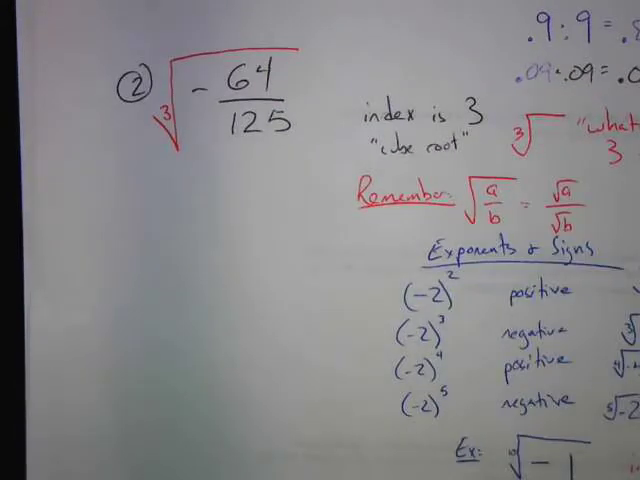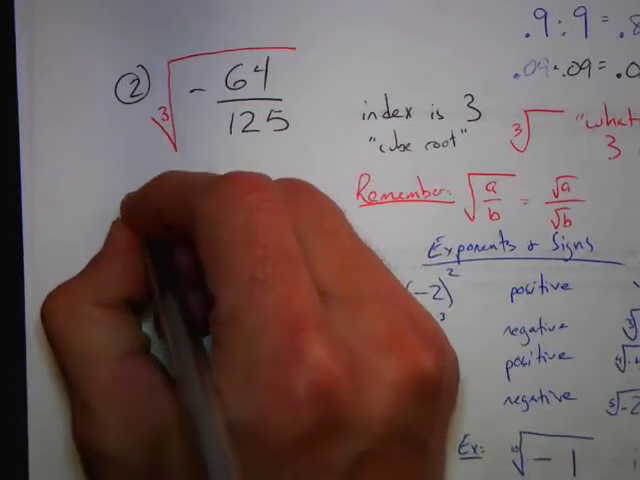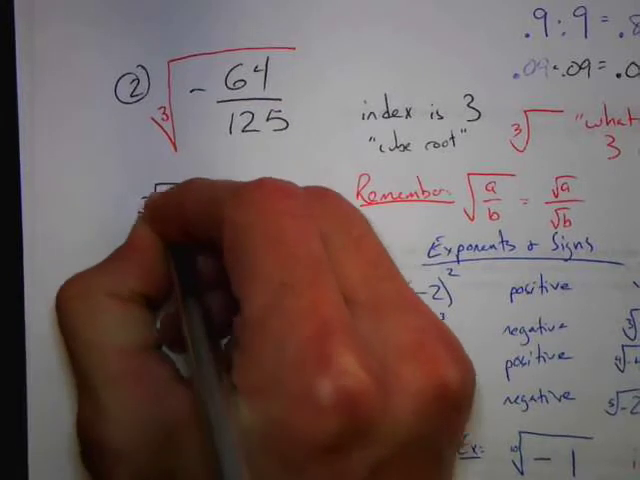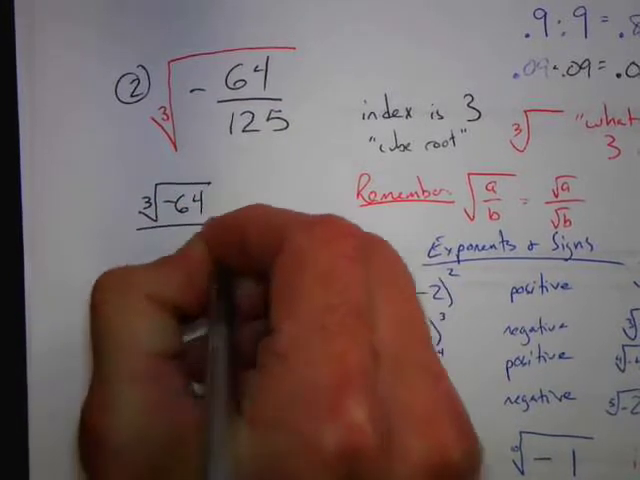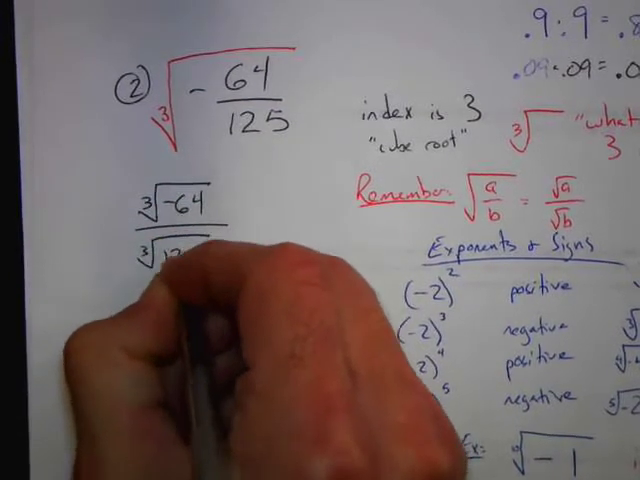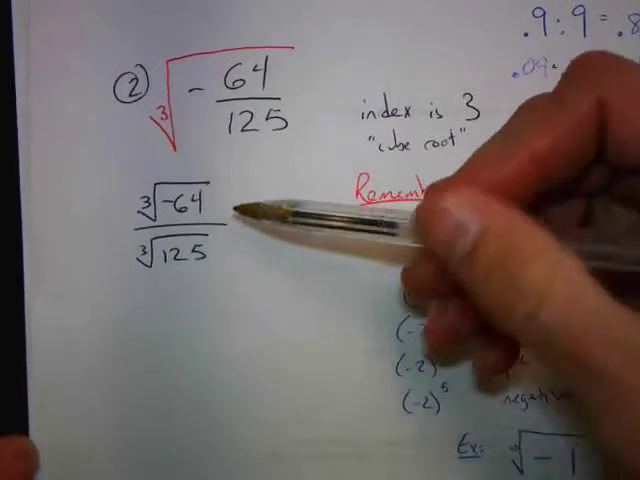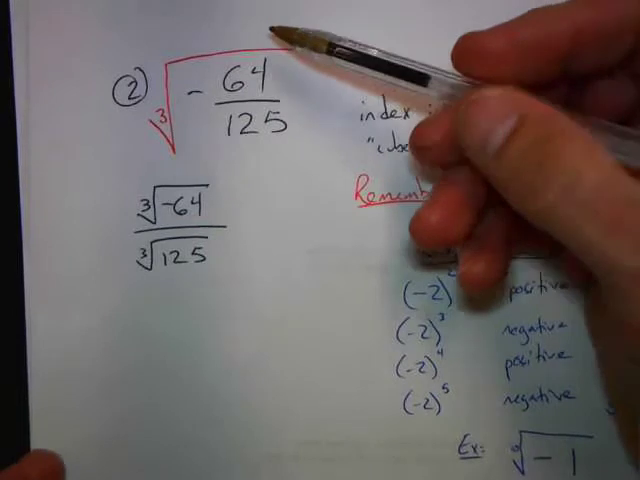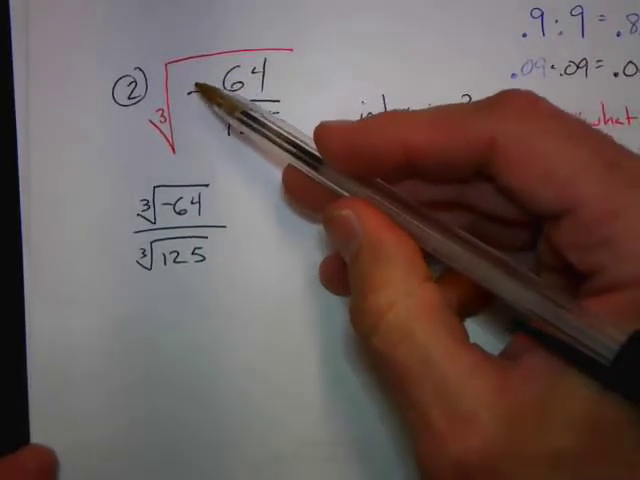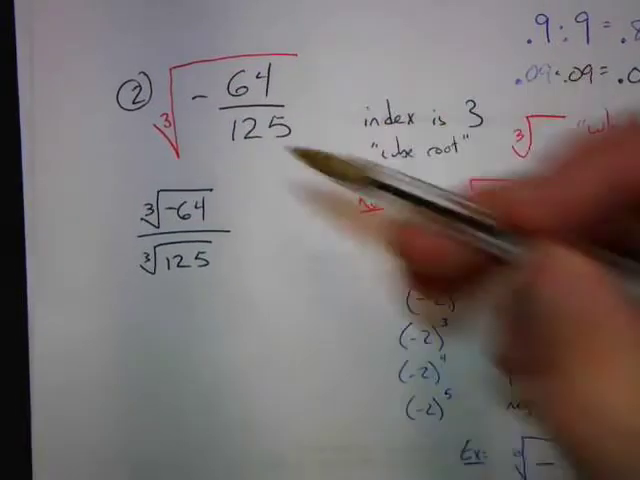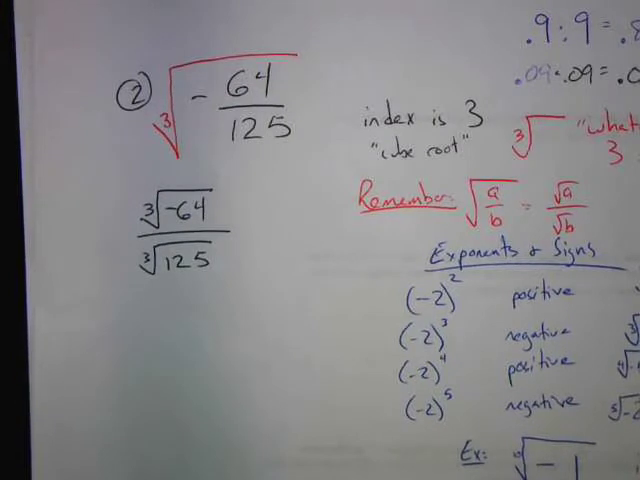Okay, so now we have the cube root of negative 64 over 125. This means I can have the cube root of negative 64 over the cube root of 125. Notice how only one of these is negative. It's the same principle that we dealt with in slope. If the slope was negative, either the rise is negative or the run is negative. It doesn't mean both are negative, only one of them. It doesn't matter which one you make negative.